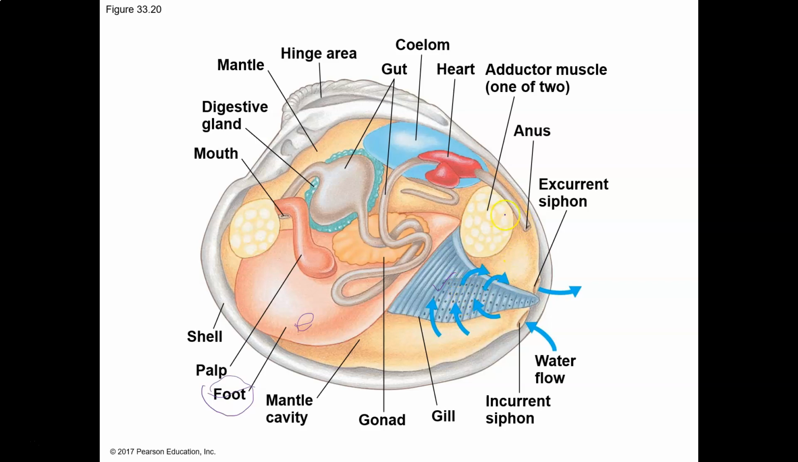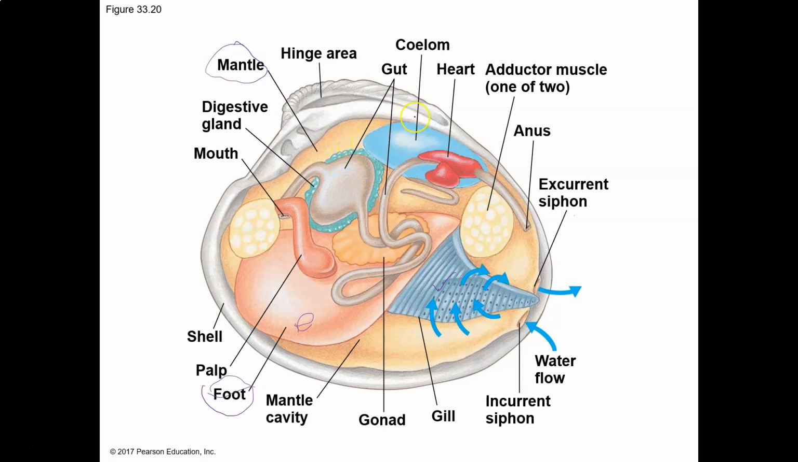You have incurrent and excurrent siphons where they take in water for filtering. They have an excurrent siphon for discharging that water. They have a mouth. They have a digestive gland. They have a mantle, which in this case is used to secrete the shell. Many of the mollusks use the mantle to secrete the shell.